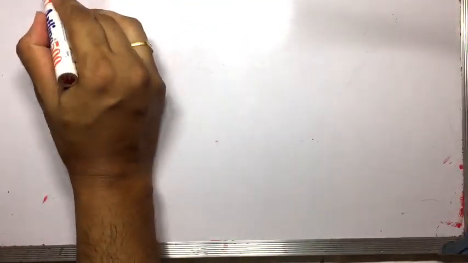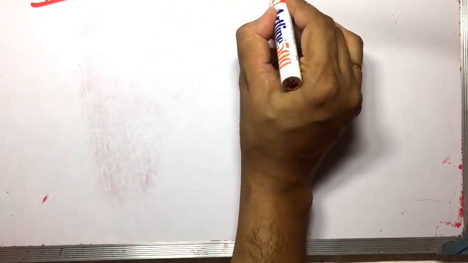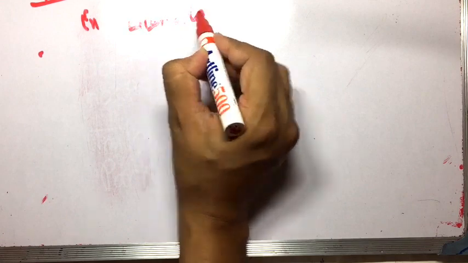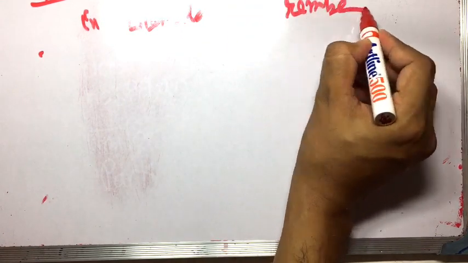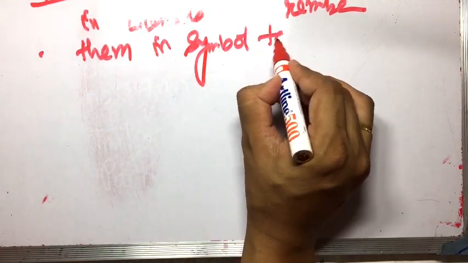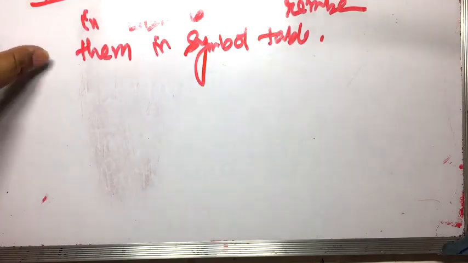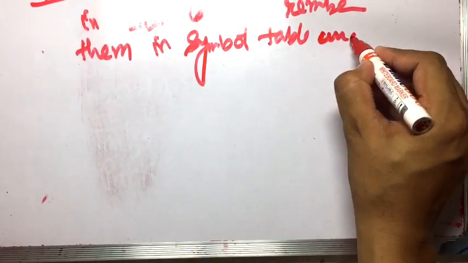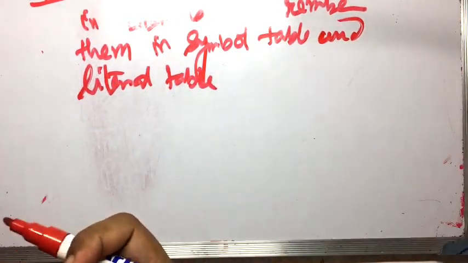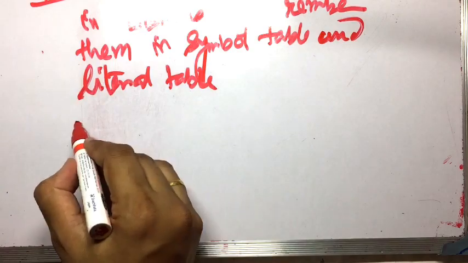Now pass 1. The basic purpose of pass 1 is that it defines symbols used in literals and remembers them in the symbol table and literal table. This is the first concept.